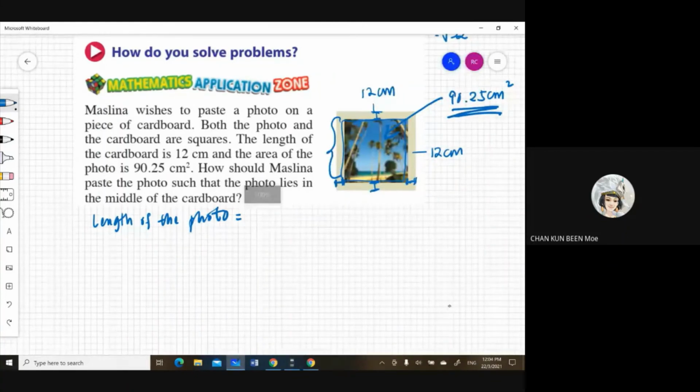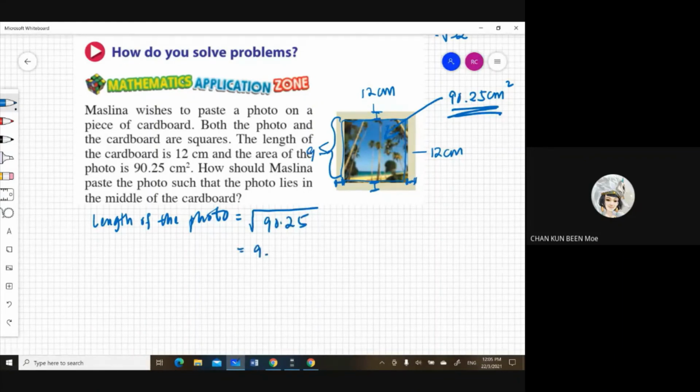Meaning the length of the photo here is 9.5 times 9.5. Okay, so you write down the working. It is 90.25 here, square root of it. You get 9.5 centimeter. So for this one, it is also 9.5.